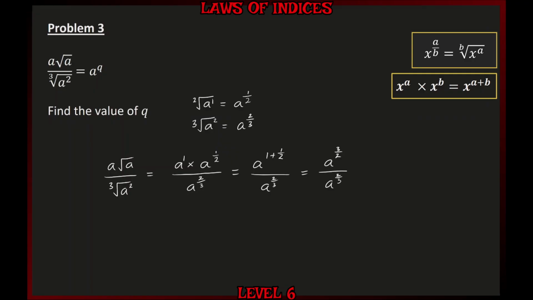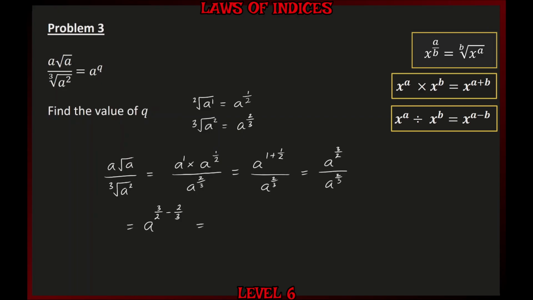So this becomes a to the power of 3 over 2 over a to the power of 2/3. And since this fraction line means that we're dividing, we can use this law, which tells us that when we divide indices, we subtract their powers. So a to the power of 3 over 2 over a to the power of 2 over 3 becomes a to the power of 3 over 2 minus 2 over 3.